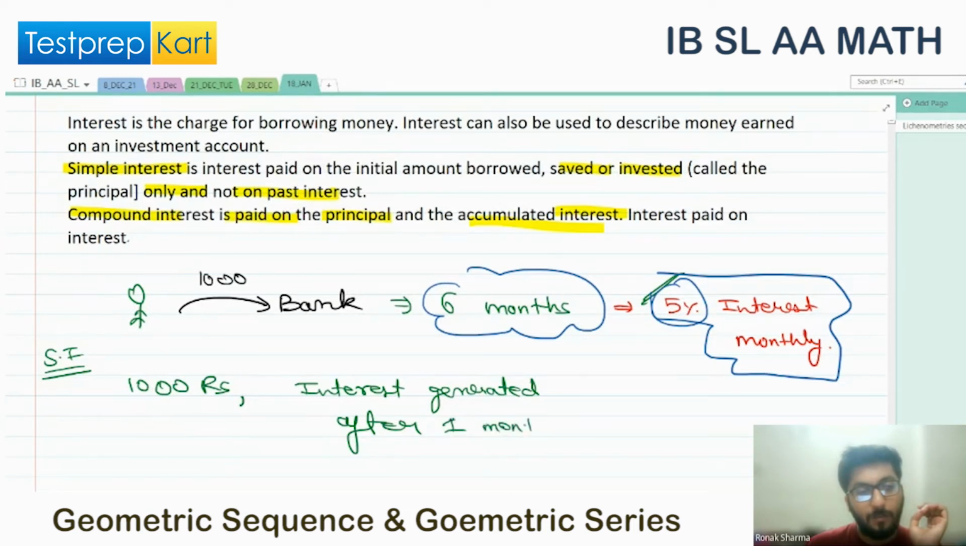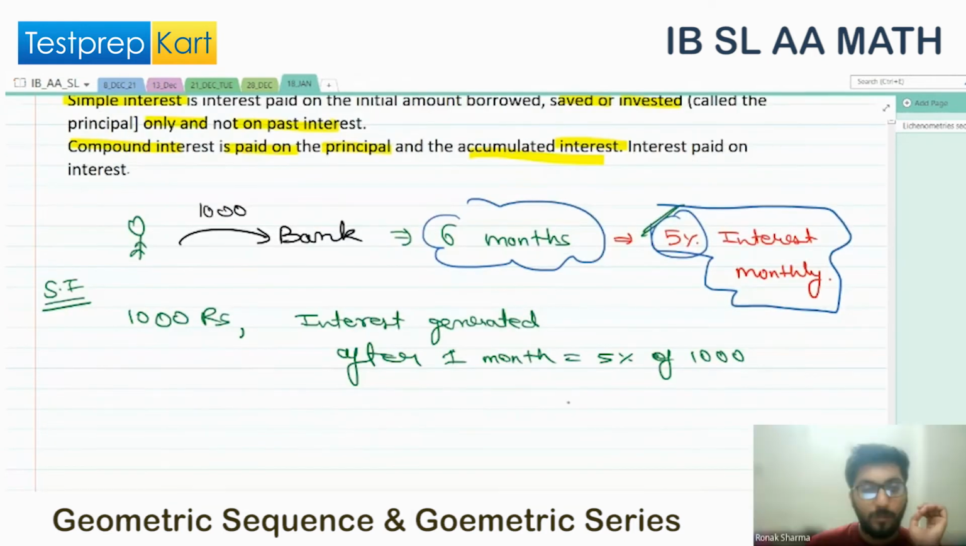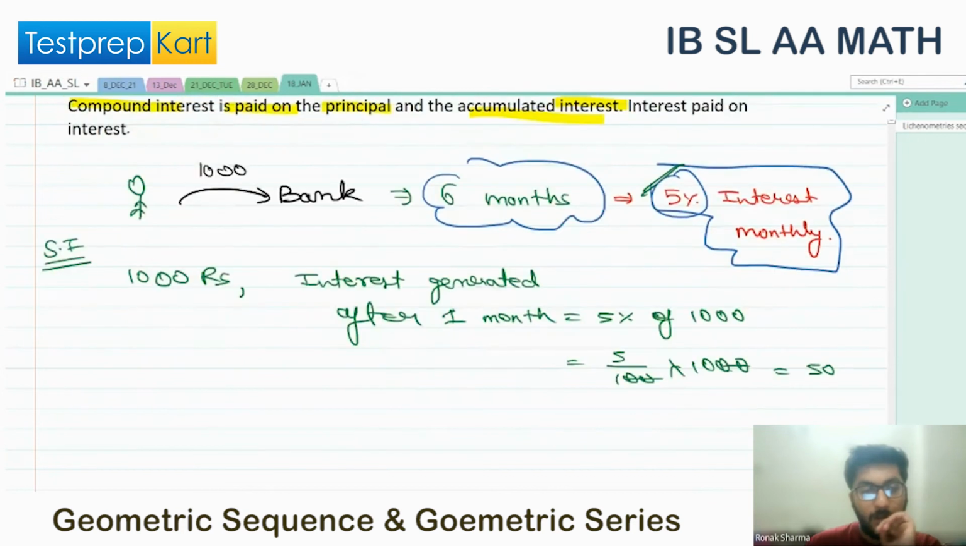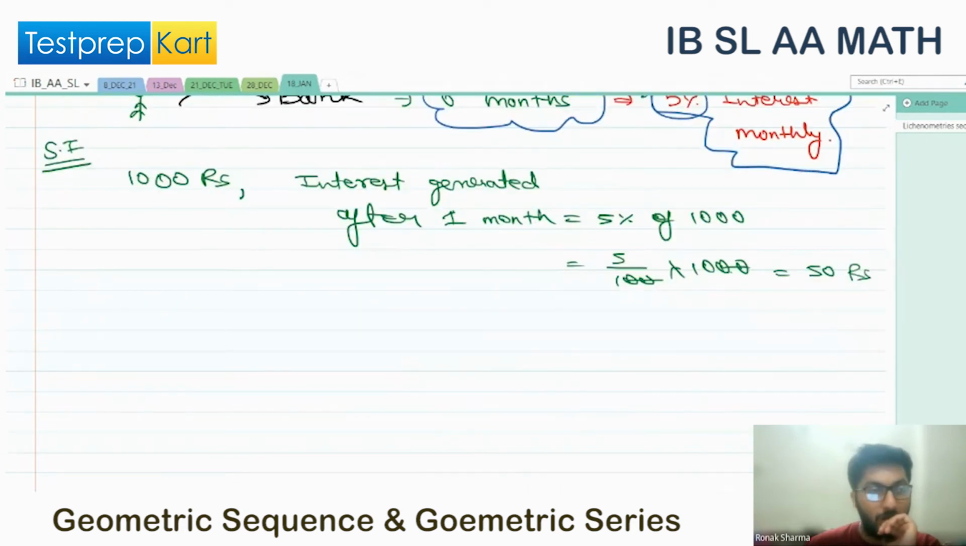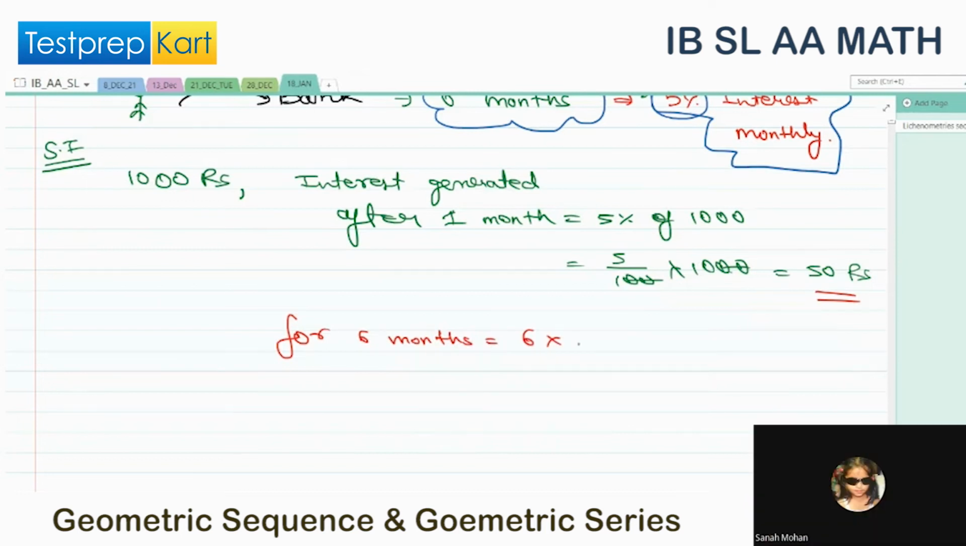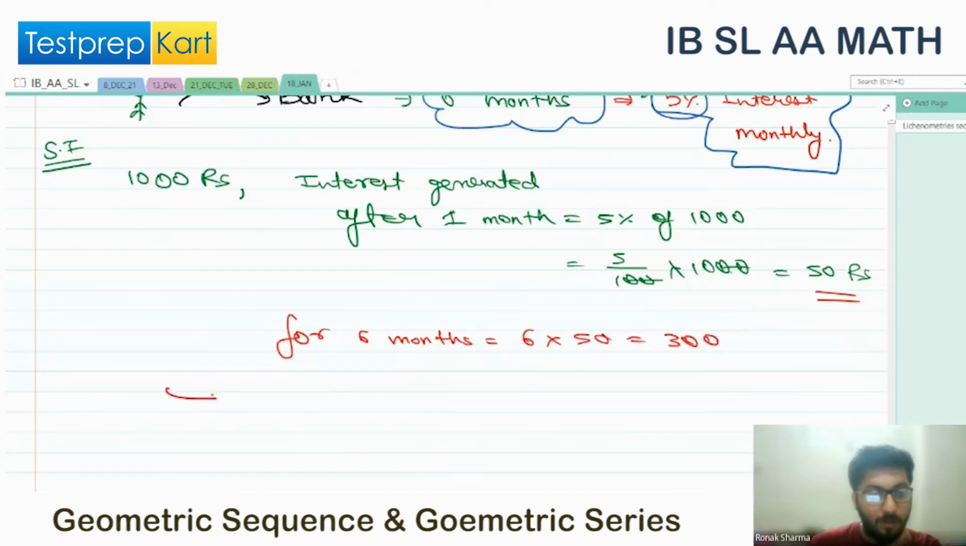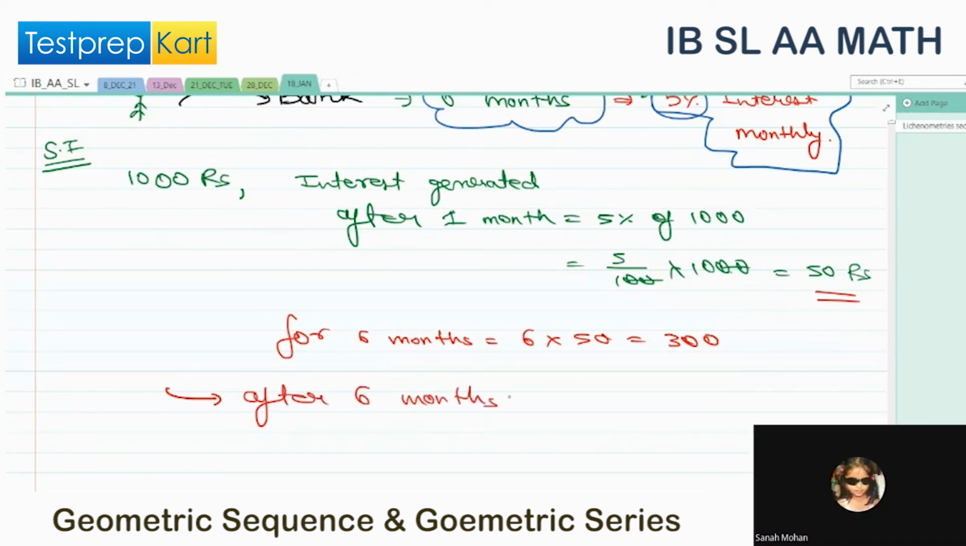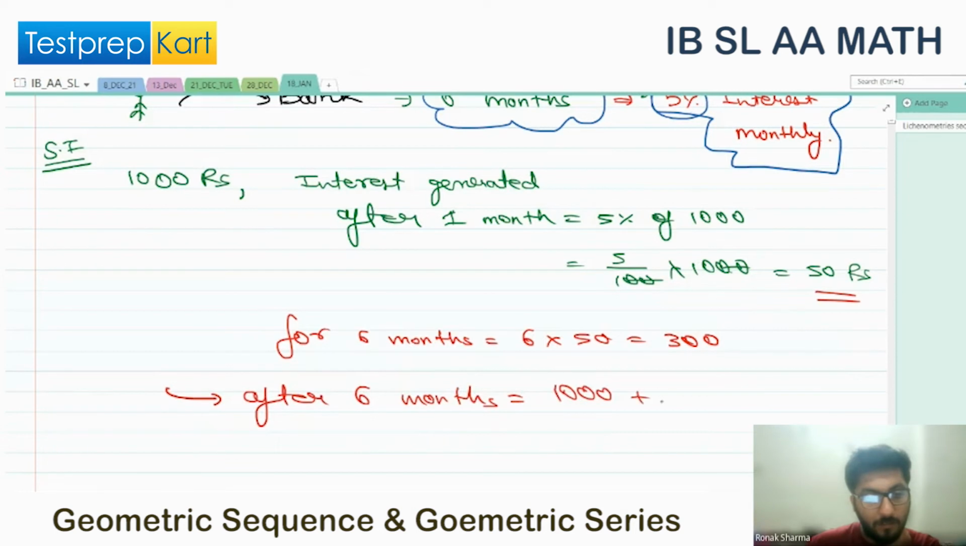After 1 month it will be 5% of 1,000, that is 5 by 100 into 1,000, which is 50. So in 1 month it is 50 rupees. For 6 months it is going to be 6 into 50, that is 300. So the amount you will get after 6 months is 1,000 plus 300, that will be 1,300. So this is the case of simple interest.